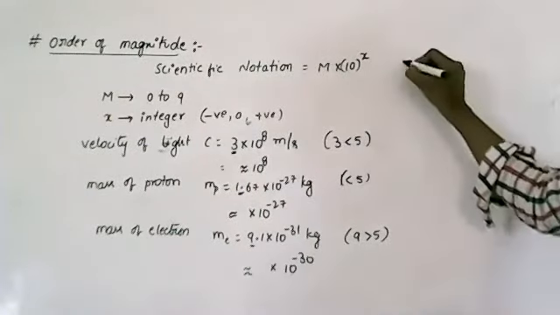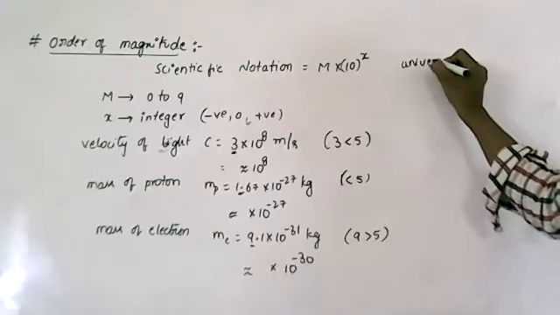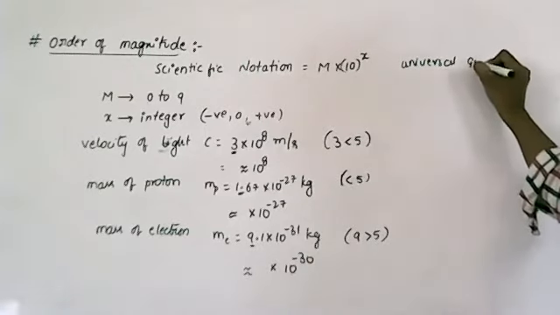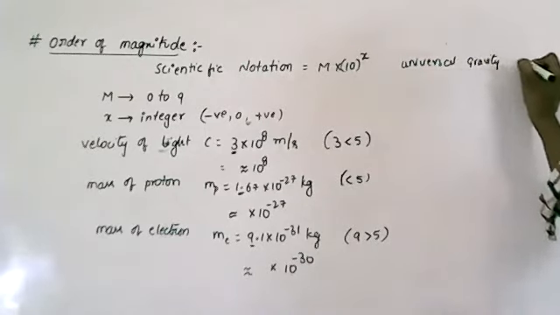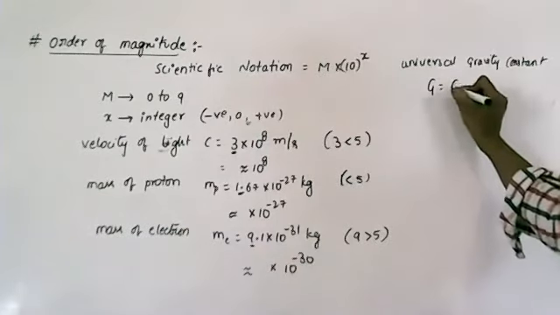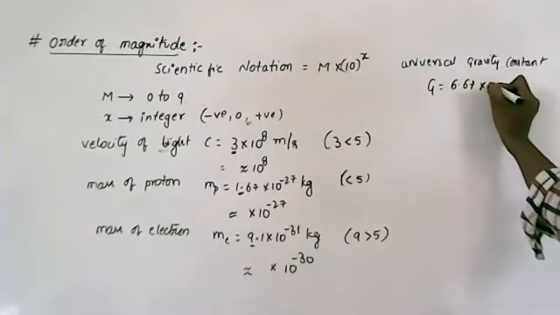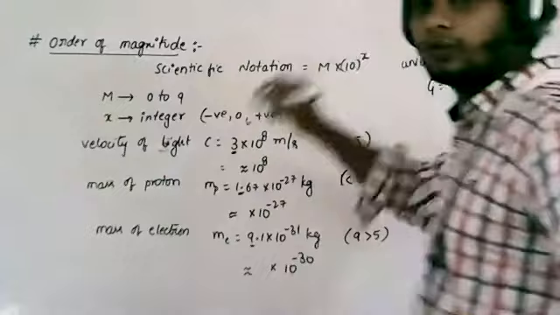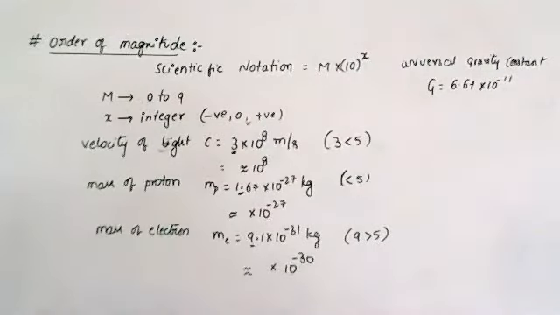Now we know the universal gravity constant. What is the universal gravity constant? G is equal to 6.67 into 10 to the power of minus 11. Now how to write this value?